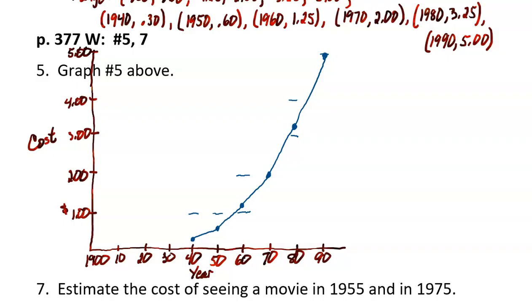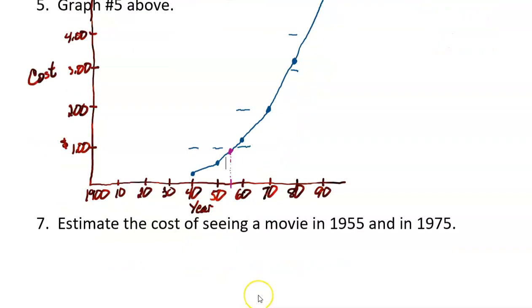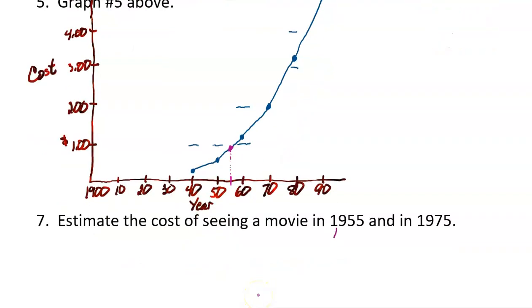Now number 7, using this graph, estimate the cost of a movie in the year 1955. So find 1955 along the x-axis. It's exactly halfway between 1950 and 1960. Go straight up until you reach the blue line. Where is that dot? What is the height of the dot on the y-axis? It seems to be a little bit below the $1, so give it your best estimate, maybe 80 cents or 90 cents. So my estimate in the year 1955 is that a movie cost about 80 cents.